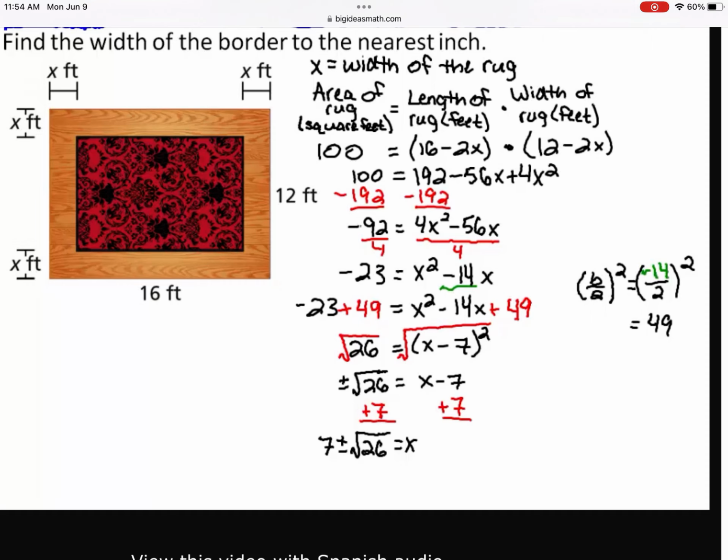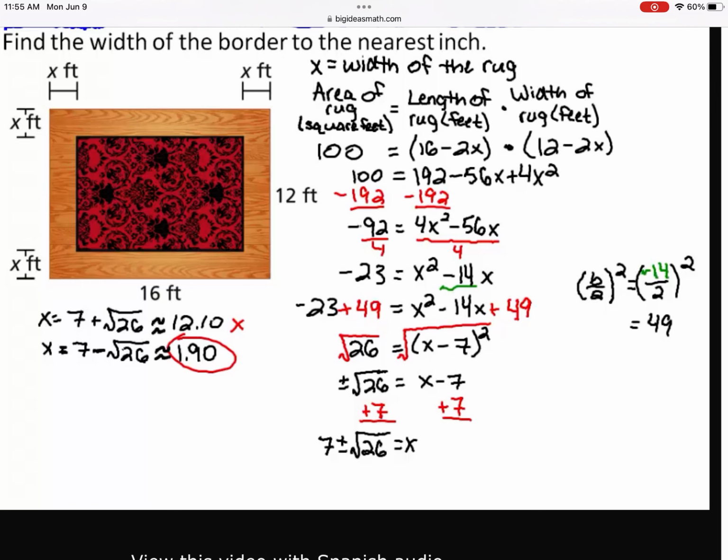So the solutions of the equation are x equals 7 plus the square root of 26, which is approximately equal to 12.1, or x equals 7 minus the square root of 26, which is approximately equal to 1.9. It is not possible for the width of the border to be 12.1 feet because the width of the floor is 12 feet. So the width of the border is about 1.9 feet.